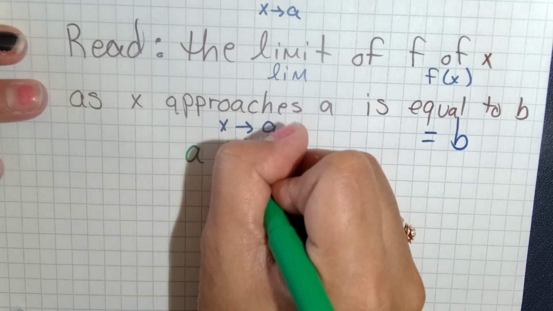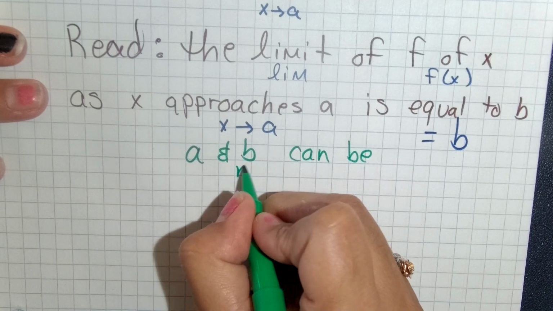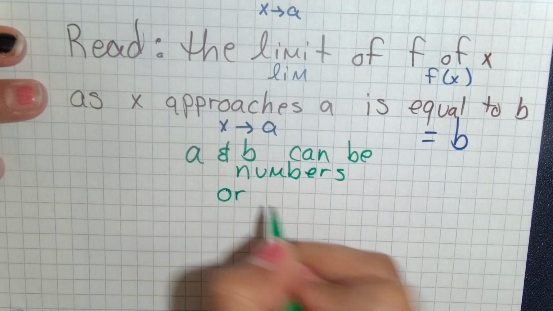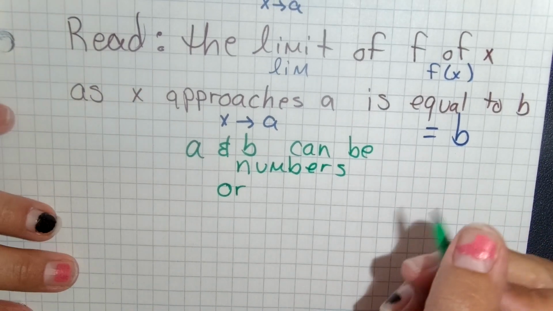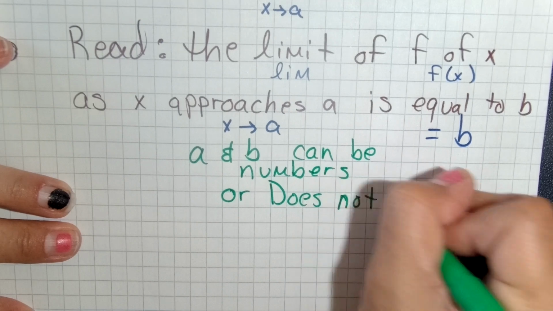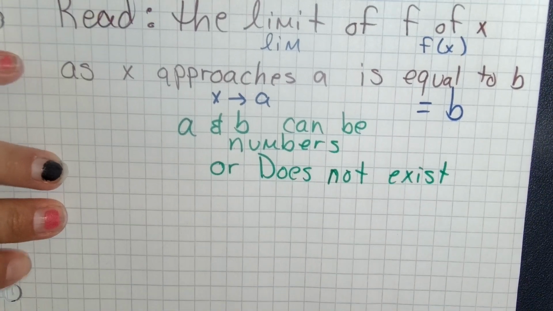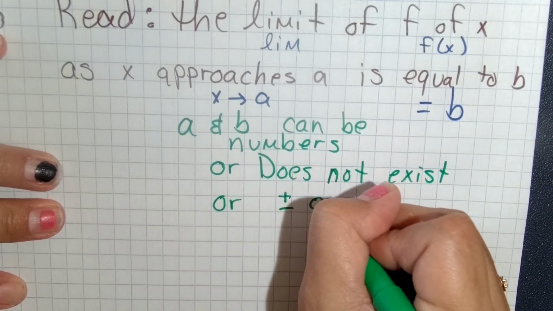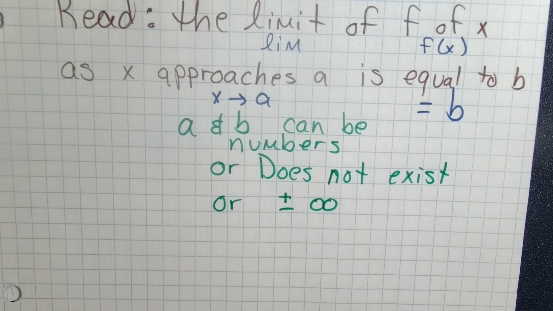For reference, A and B can be numbers, or we're going to see soon, something that's called does not exist. And we'll talk about that in a second. Or it could be positive or negative infinity. So A and B can be numbers, something that's called does not exist, or positive and negative infinity. We'll get to what all these mean later. I just need to give you all of this information so that when we get to it, I can refer back to what I was talking about.